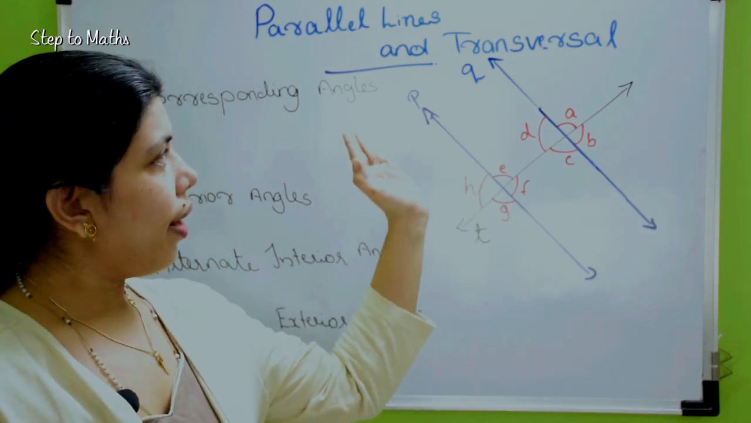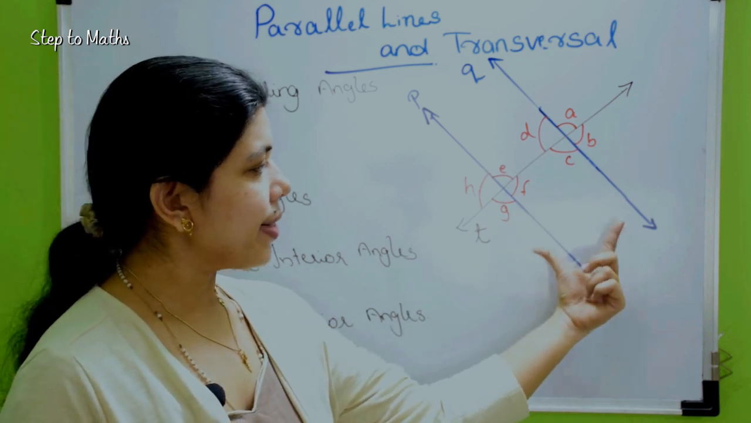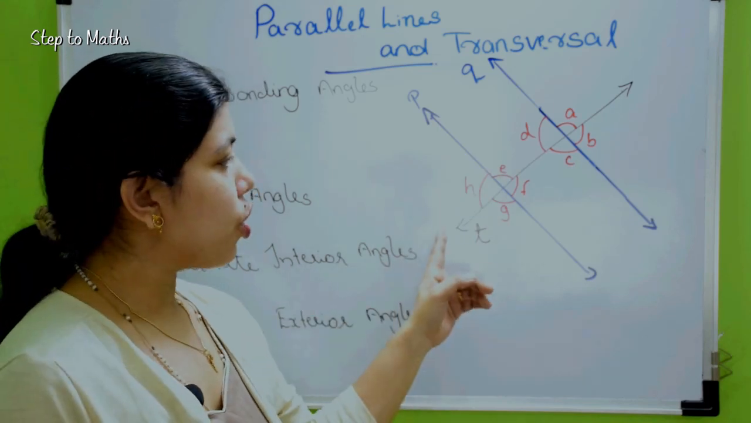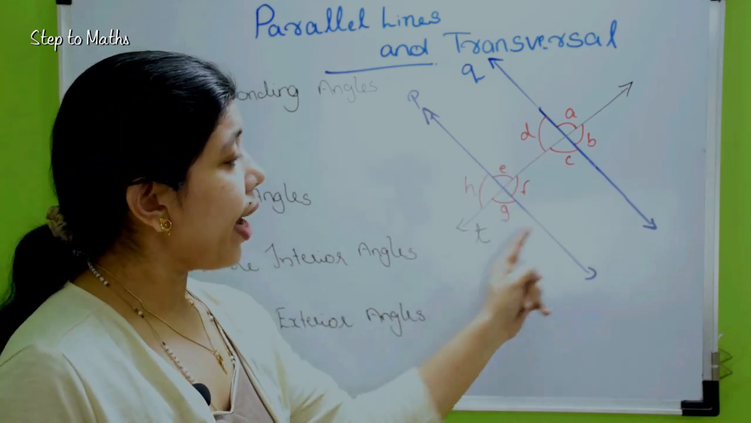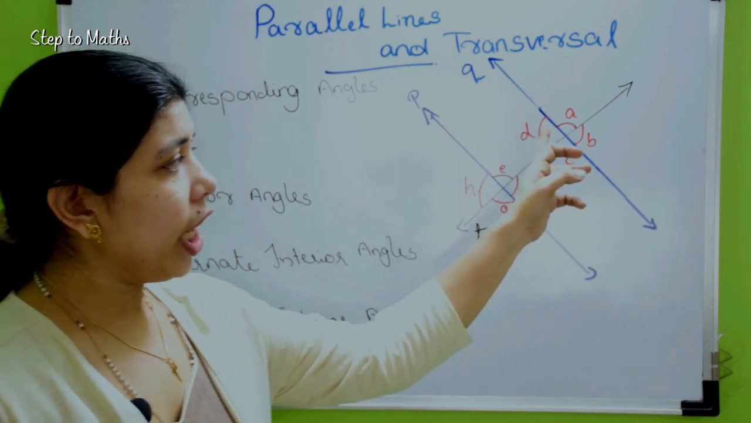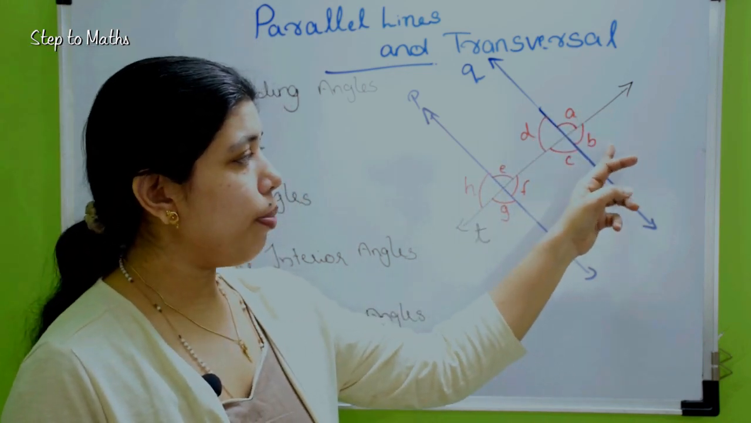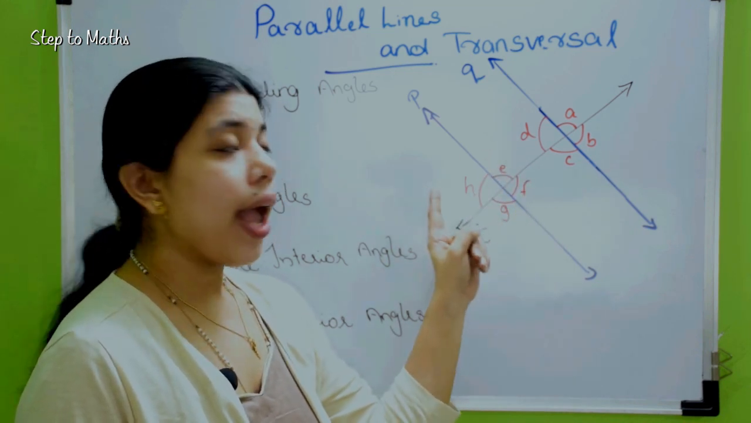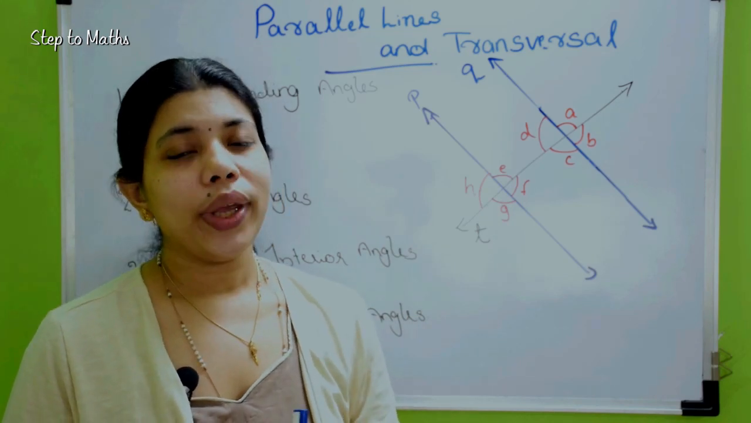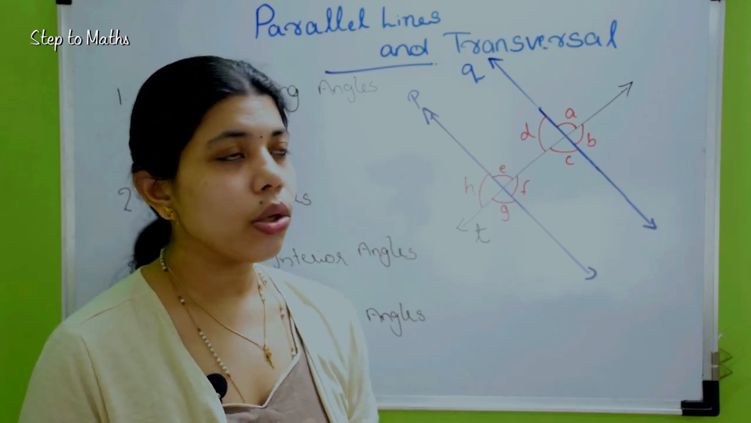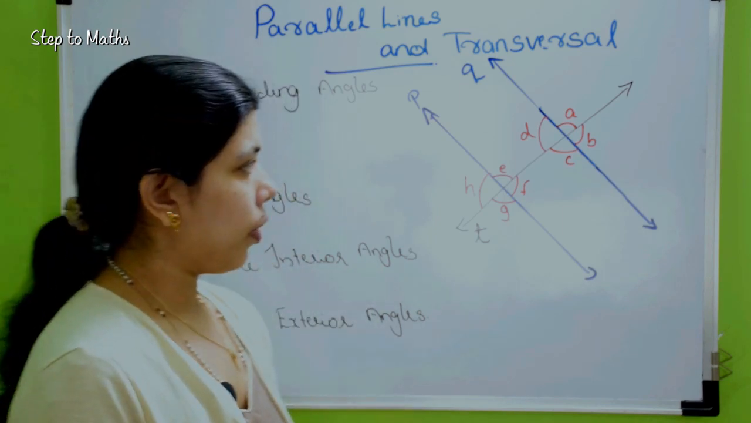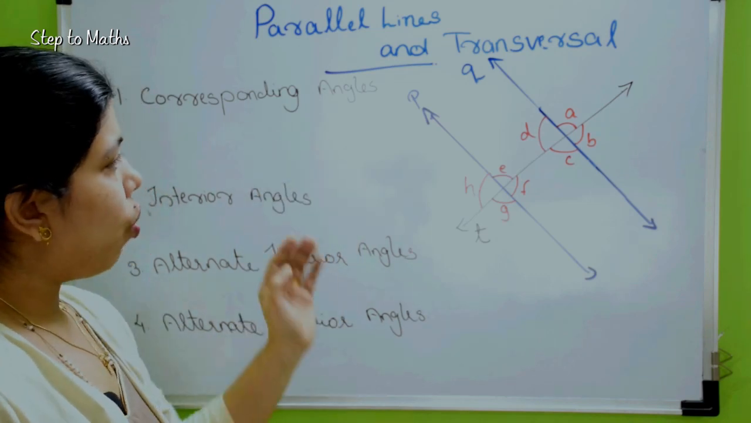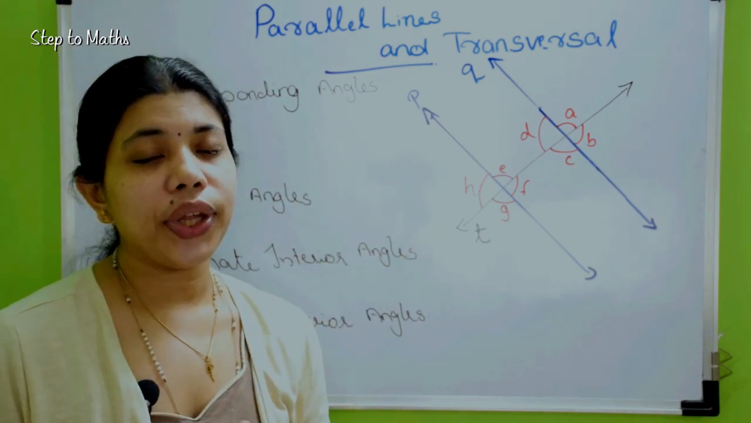Consider an example with 2 parallel lines, where P and Q are the parallel lines and T is the transversal. So, 8 angles are formed. Here we named the angles angle A, angle B, angle C, angle D, angle E, angle F, angle G and angle H. We can name the angles using numbers or small letters. Now let us identify the angles. First we identify the corresponding angles.